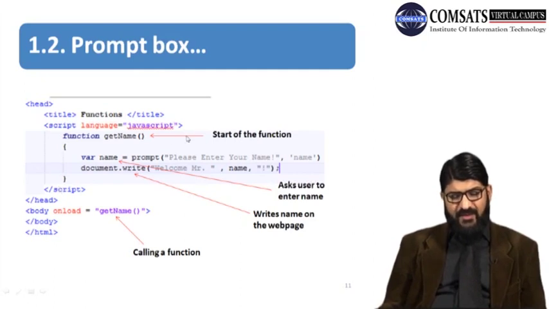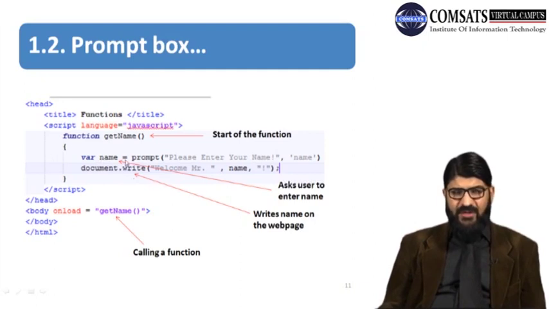So this is the start of the function getName. This is basically the variable where the user input will be taken, and this is basically the function that will print the value that will be given by the user in the name variable.